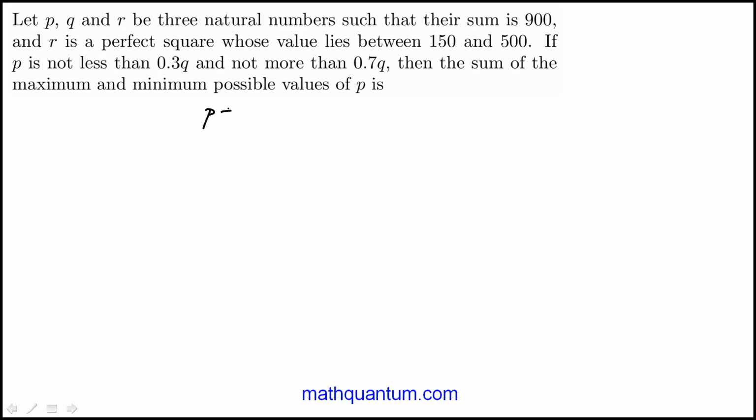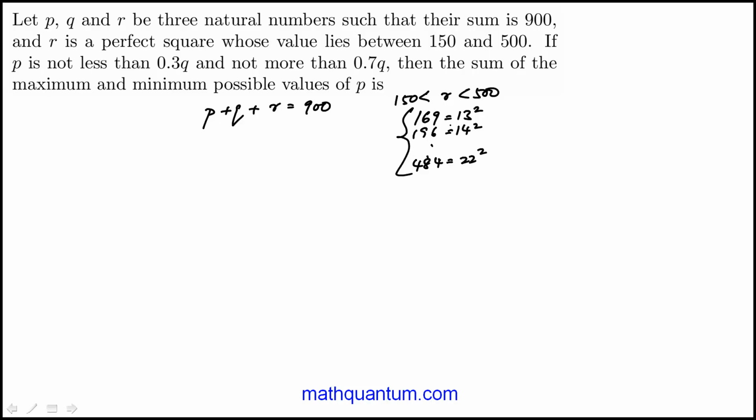So the first thing to do here is to translate these relationships. Their sum is 900. R is a perfect square that's between 150 and 500. Maybe you can think in terms of extremes. It could be 169, which is 13 squared, and so on and so forth, all the way up to 484, which is 22 squared. So these are the set of values we have to consider.